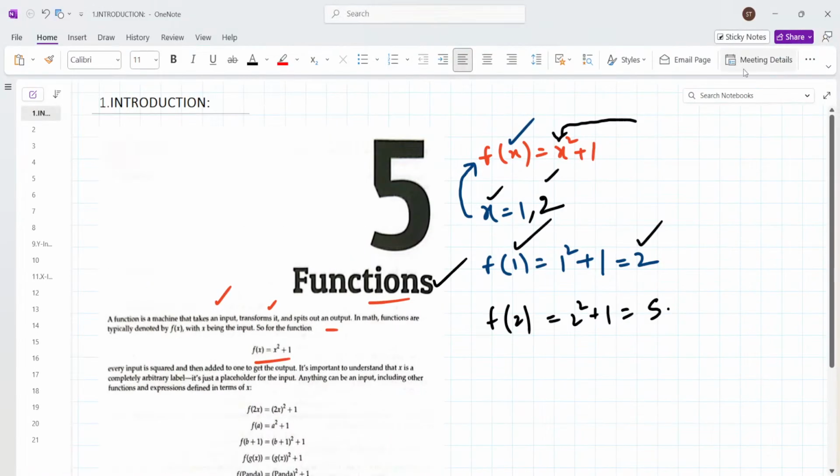Just a second. Just give me 1 second. I'll just try to show you this as a graph.